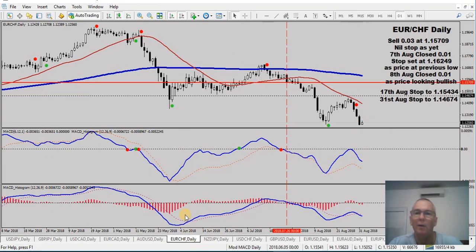Euro Swiss franc, I'm in a sell trade back here. You see the black dotted line is my current stop. I've already closed two thirds of this trade. Now we're at a previous low here, which I discussed in the high probability setup, so it could be a stalling point. Hopefully I'll keep on and bring this stop down with the 25 SMA. But at the moment, looking good.